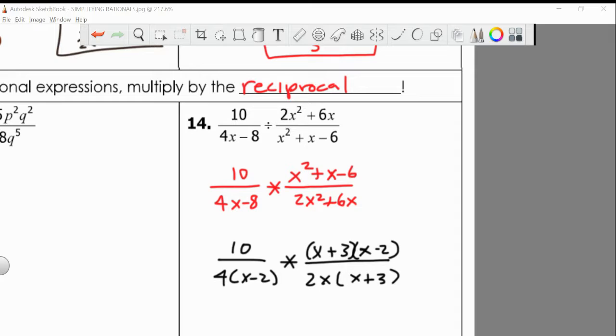So now it's just a multiplication question, and multiplication is really easy, right? We're able to cancel the x plus 3s. We're even able to cancel the x minus 2s. What about the numbers here? A 10, a 4, and a 2. What are we canceling out? Okay, the 10 and the 4. What's left over?